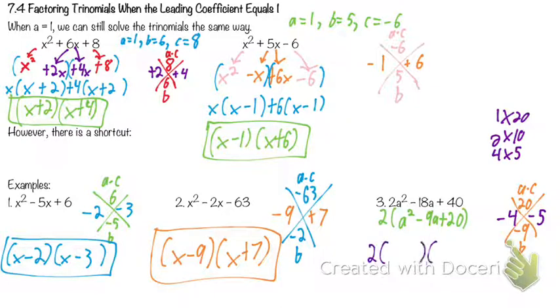Then we make 2 parentheses. What's my first parenthesis going to be? Mason, put it away. Yeah, Tucker. x minus 4. Could someone raise your hand and tell me the second parenthesis? Maddie. x minus 5. And we're done. Make sure you get that 2 out in front.